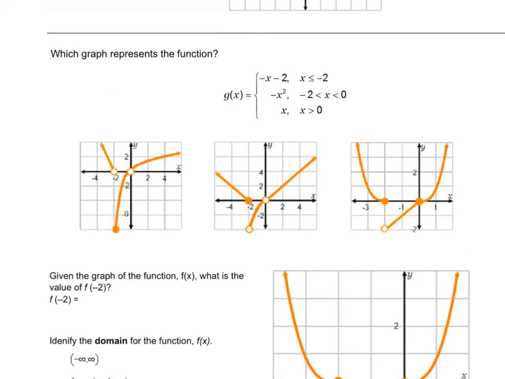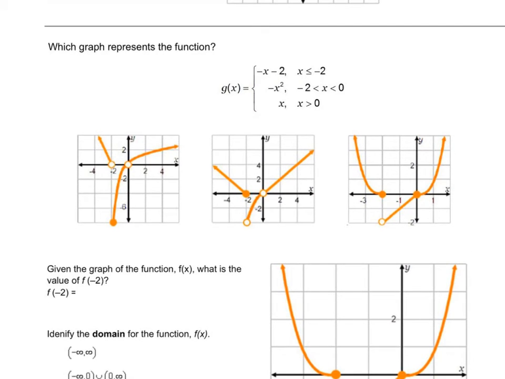Okay, the next one, which graph represents the function? On this one, we've got negative x minus 2, so a negative slope here, and we include x is less than or equal to negative 2. So we have to include that negative 2. Because this has a hole at negative 2, that doesn't work. No. No. No.